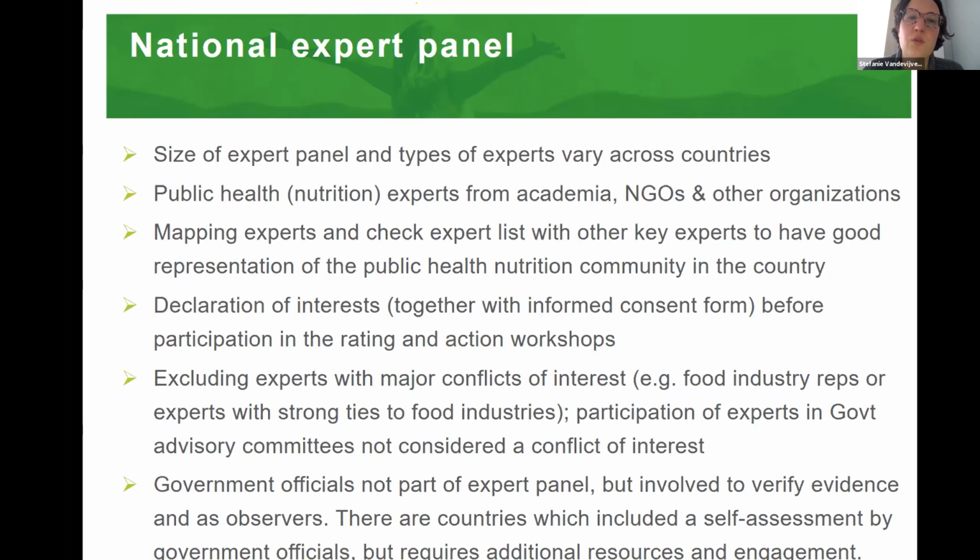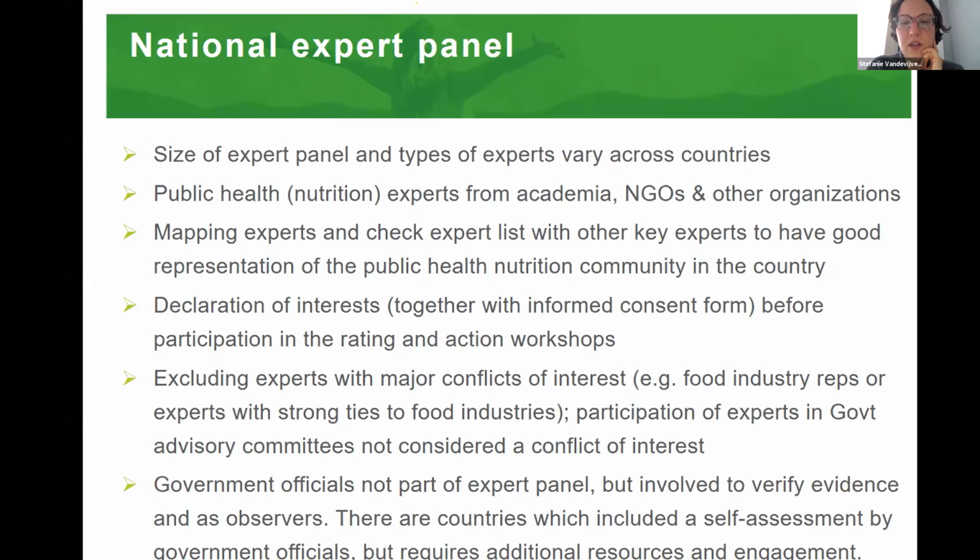Countries like Canada and Australia may have up to 100 experts, where other countries may only have 30, for example. Of course, it also depends on the response rate, which can vary quite a lot from country to country. But broadly speaking, you want to have a panel representative of the main organizations and universities, academia in your country. So you do want to make a comprehensive list and check it with some other key experts that you haven't forgotten anyone important.